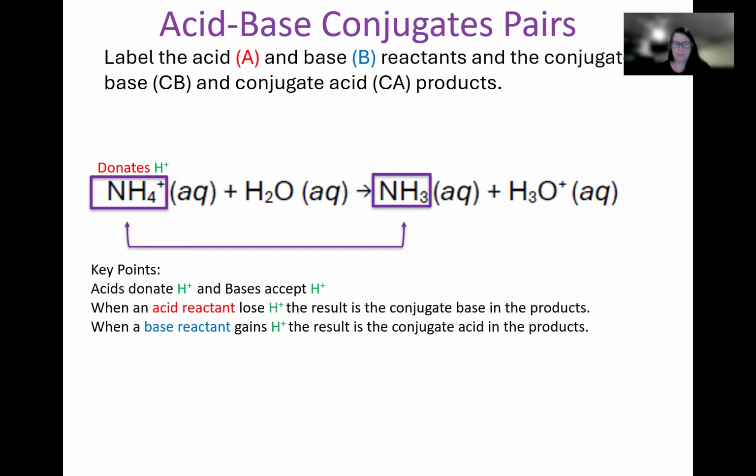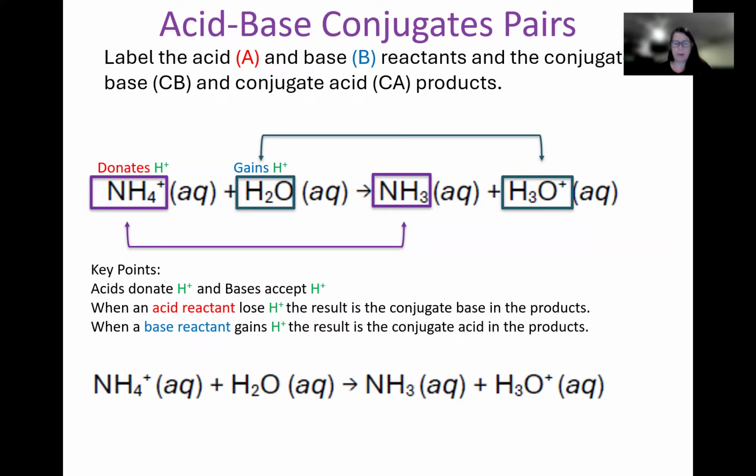And comparing the reactant to the product, to get to the product ammonia, that NH4 plus or ammonium cation donates an H plus. Then we'll pair the H2O with the hydronium ion. They differ by a proton. And then comparing reactants and products, it's clear that the water reactant picks up H plus to become H3O plus. And so it gains an H plus when you're comparing reactants to products.